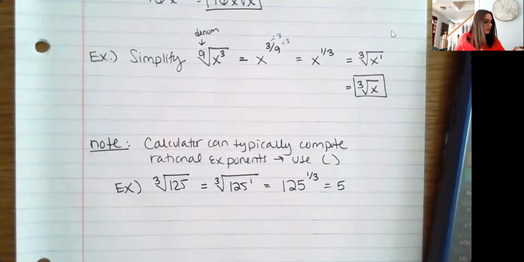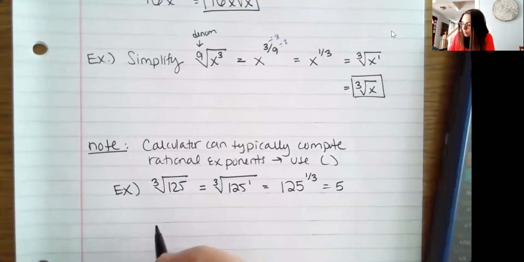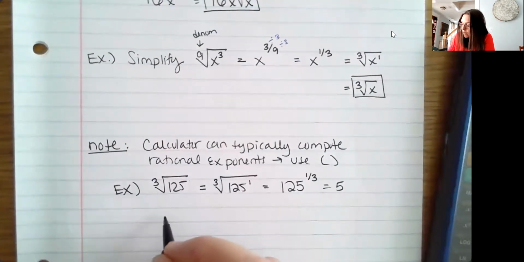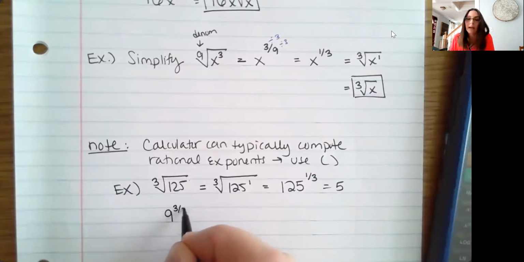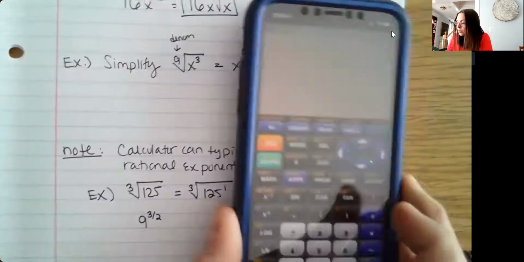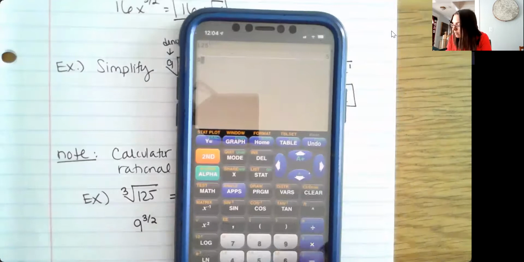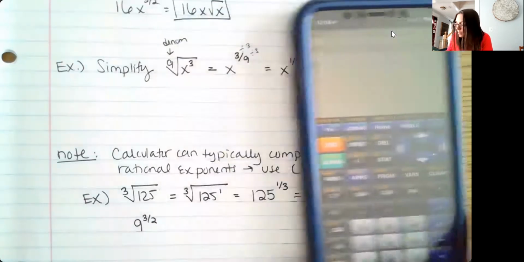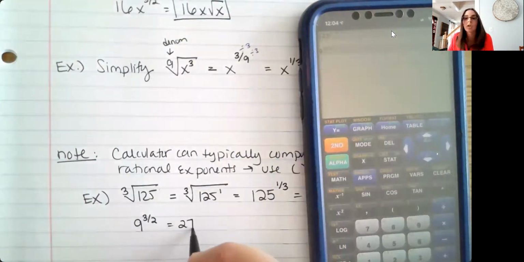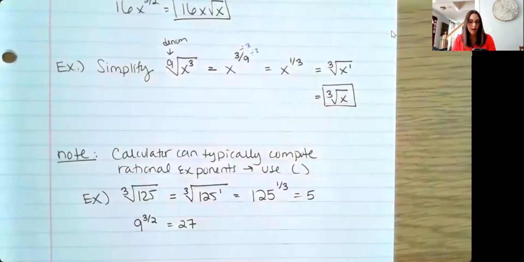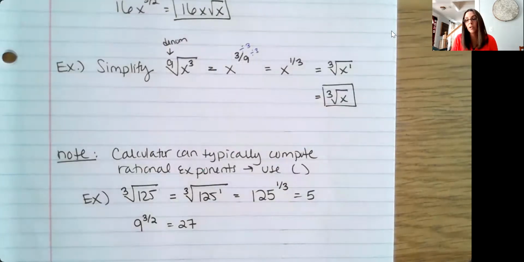Let's do another one that we did before. What if you had 9 to the 3/2, right? You can do something like that on your calculator too. I just hit 9, raise the exponent, put my exponent in parentheses, and then you'll get the answer of 27, which we did by hand. So it's just a nice way to check your work here. And again, most calculators that have an exponent key can handle this. You just use parentheses around that exponent.